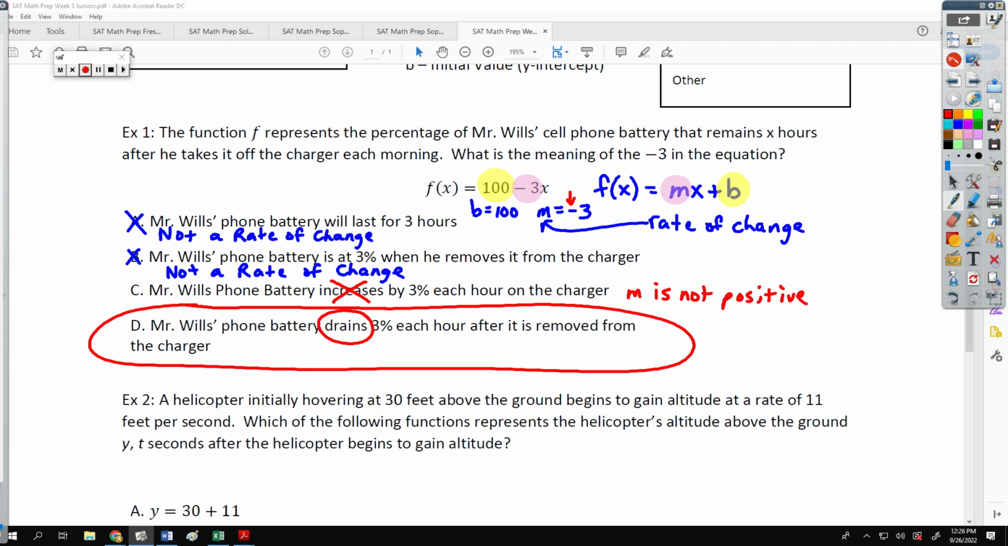Okay, so that's how we're going to approach these problems. They'll give us an equation, they'll ask us for what is a specific value, or they could turn around and say which equation represents the situation. So let's take a look at example 2.